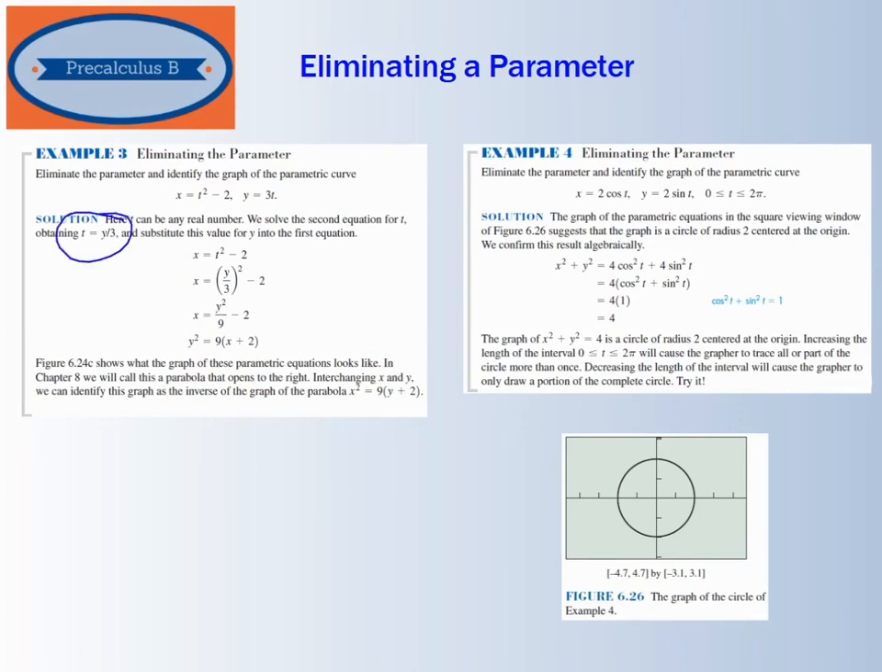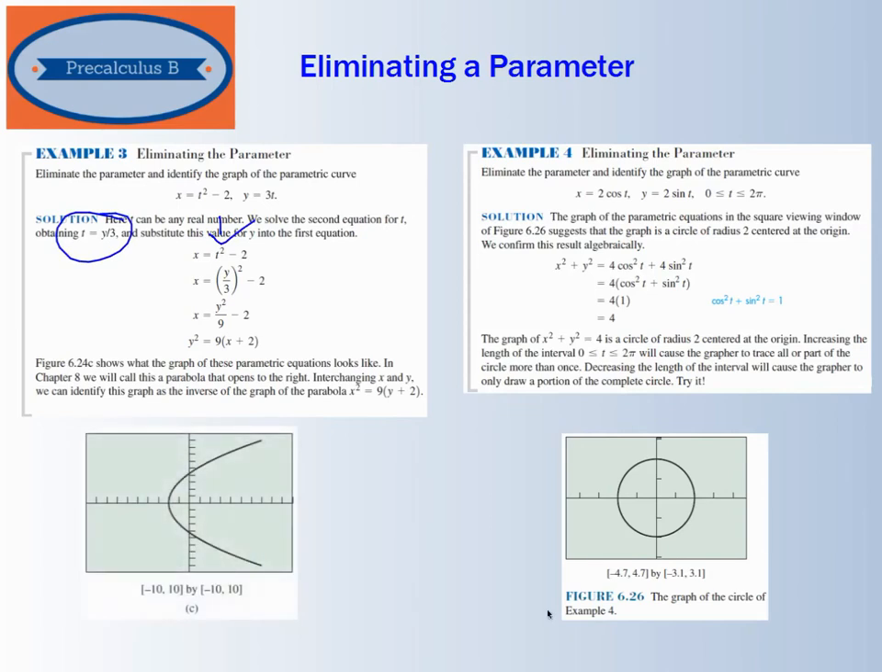We get t is equal to y over 3. So where we have t in our x equation, we plug in y over 3. We end up with x equals y squared over 9 minus 2, which we can then simplify and solve for y, and we can say y squared equals 9 times x plus 2, and it looks like this down below. It's a parabola, and it's kind of an inverse of the parabola of x squared equals 9 times y plus 2. So this is the graph that would be associated with that particular equation.